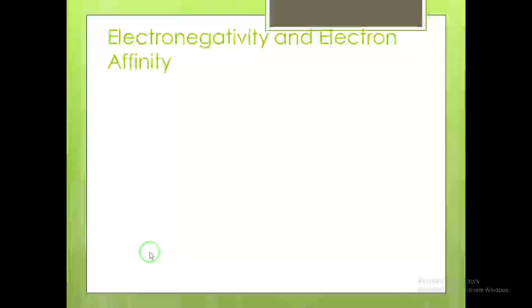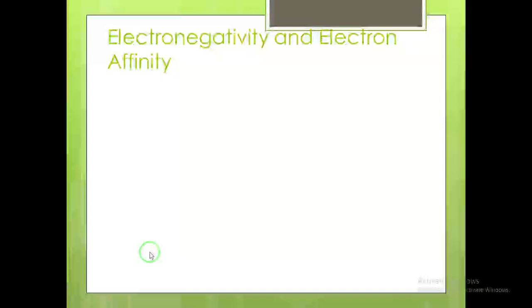We said elements that are highly electropositive easily give out electrons, but elements that are highly electronegative easily take electrons. They don't like to give. Highly negative elements don't like to give, they like to take. But highly positive elements like to give, they don't like to take.